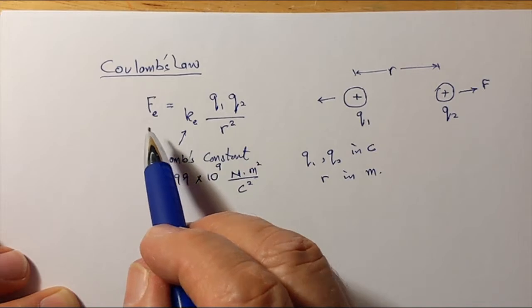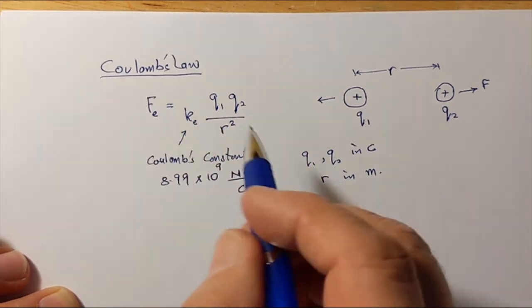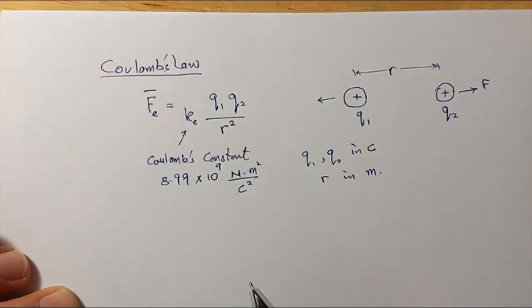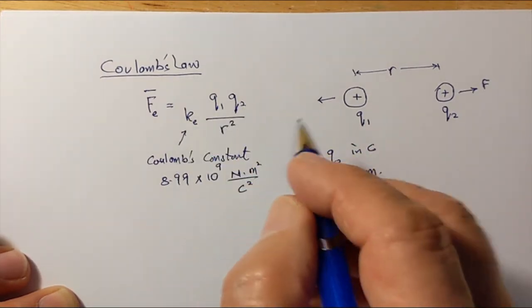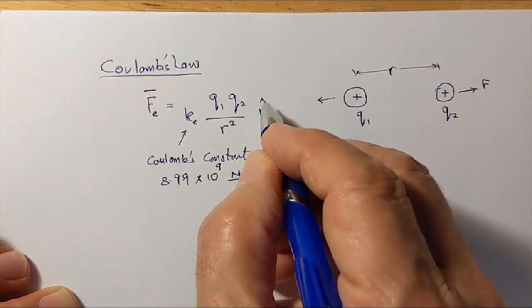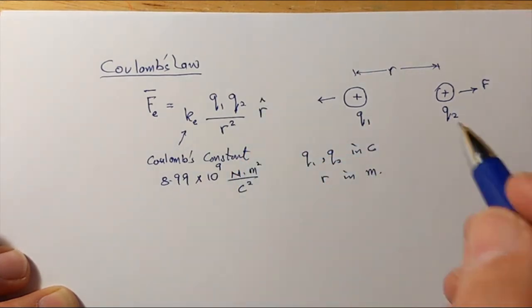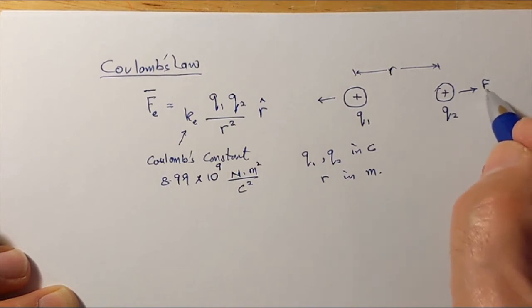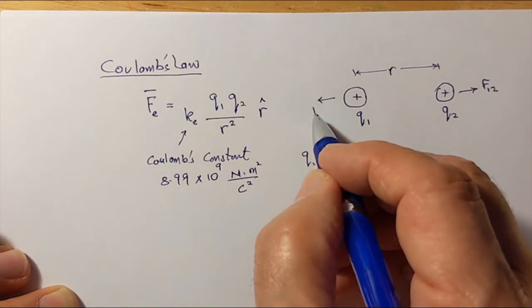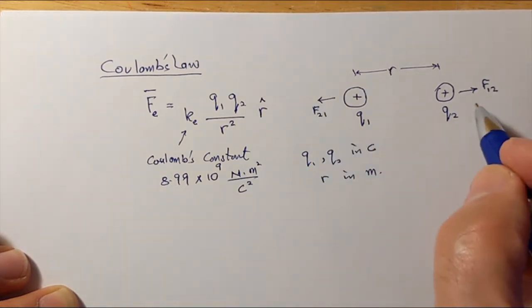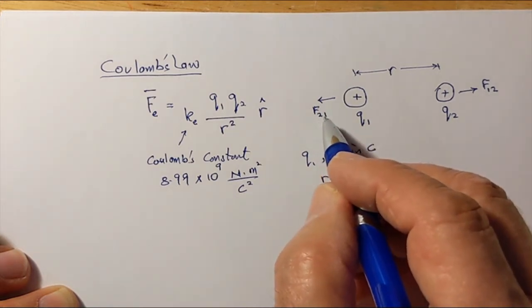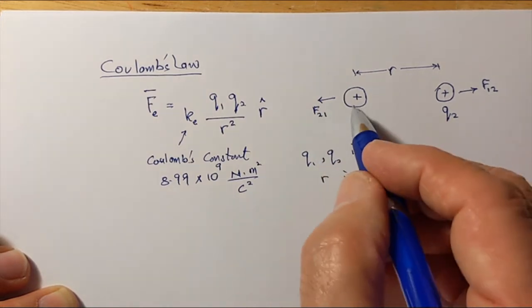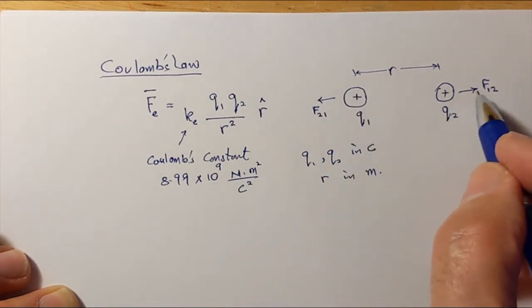Now this is a force, so it's a vector, and to write it as a vector, we put a line here. But the charges are scalars and r squared is a scalar, so we need to have a direction, which we give as a unit vector r. And if this is 1 and that's 2, this is written as the force F12, and this is written as the force F21. That's the force on 2 due to 1. That's the force on 1 due to 2. So this is the force on 1, that's the force on 2.